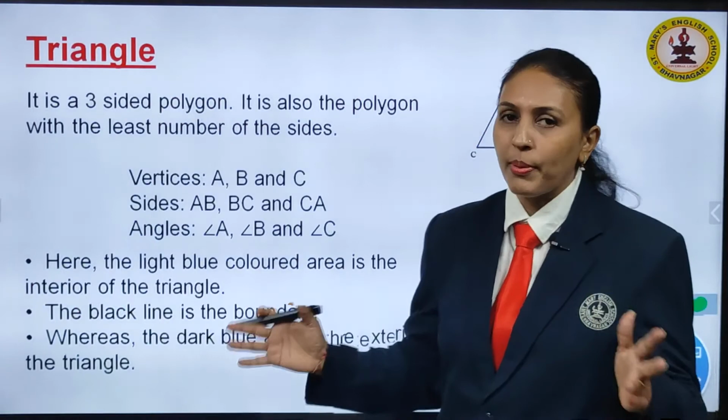Next, what do we have? We have circumference. What is circumference? It refers to the boundary of the circle. Boundary means you can see this curved part is called the circumference, the full boundary of the round circle, that is called the circumference here.